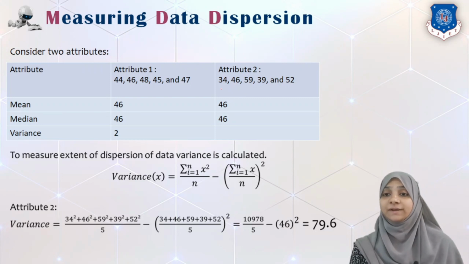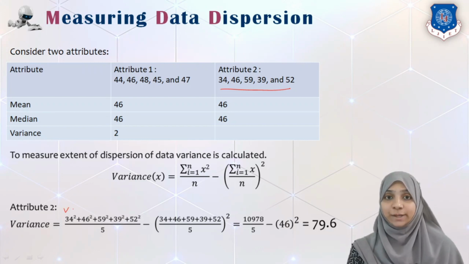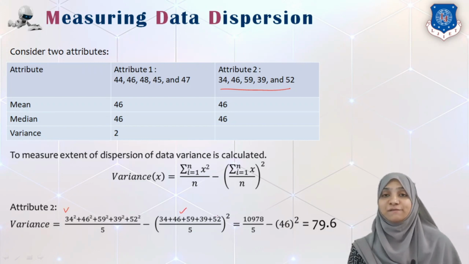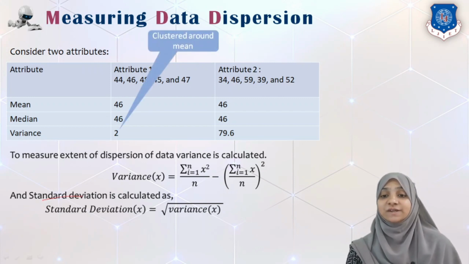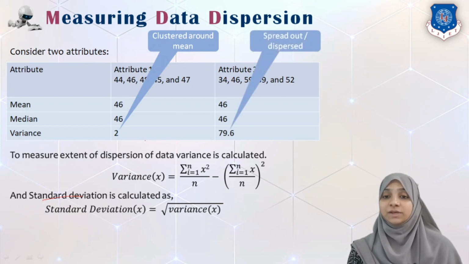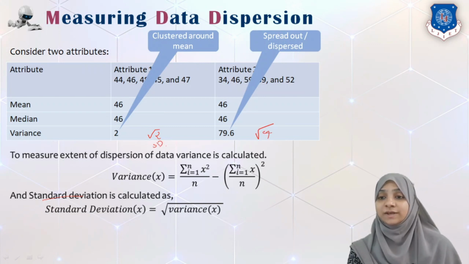I also need to calculate the variance of series 2. Now series two's variance is the sum of element squares divided by 5, minus the sum of all these terms divided by 5, whole square. Now this value turns out to be 79.6. Okay, so this is how variance is calculated, and we can also calculate standard deviation, which is nothing but the square root of variance. So whatever answer we get over here, 2, we will take the square root of 2 and that will be my standard deviation. Here also we take 79.6, and its square root is my standard deviation of the other series.